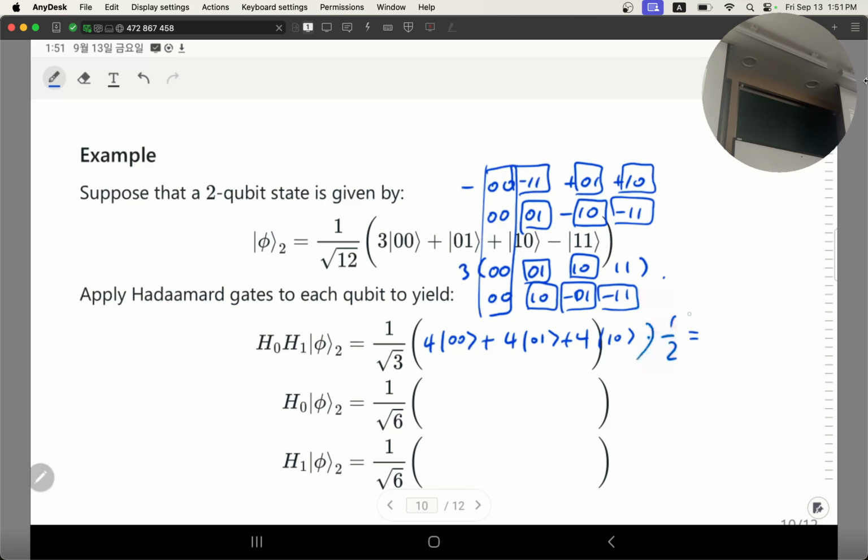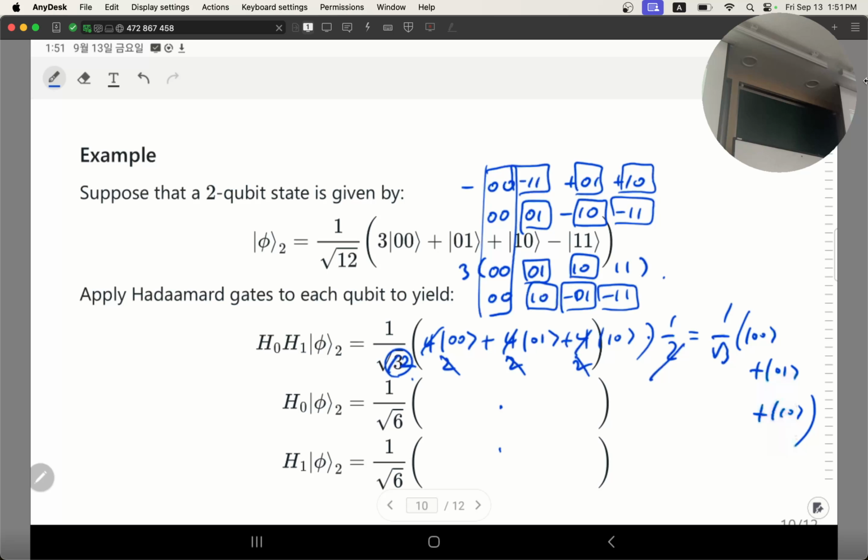Okay, so maybe get rid of this 1 over square root of 2, and let's try to compute this. So 2 cancels out with this 4, and I get 2, 2, 2. So 12 here cancels with this 2, and I get 1 over 3 of 0, 0, 0, 1, and 1, 0, and so on. So you can do a similar computation for the rest of the parts.